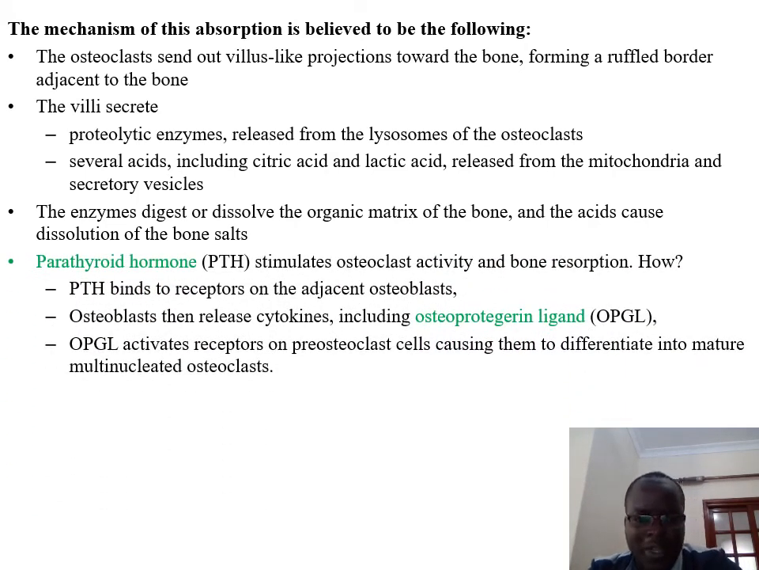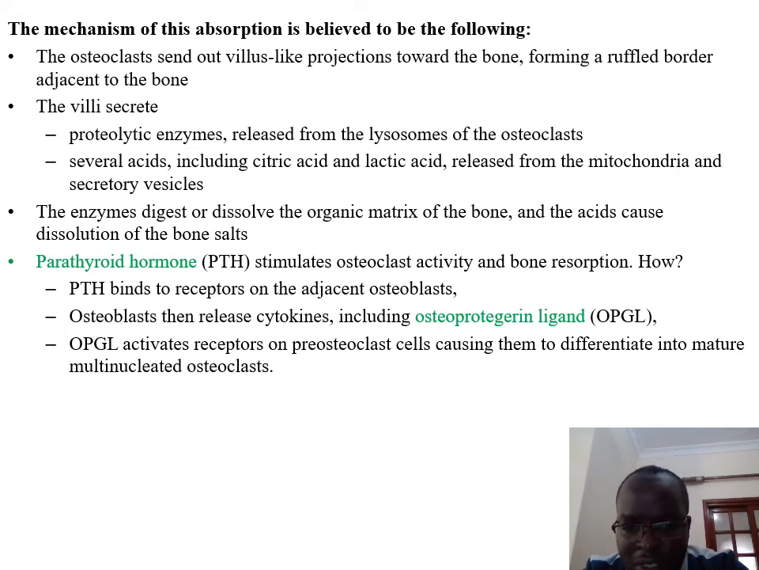and others. The parathyroid hormone is going to stimulate osteoclast activity and bone resorption. How? What's the mechanism there? We are also going to discuss this when we start looking at parathyroid hormone in the parathyroid gland. The parathyroid hormone binds to receptors on the adjacent osteoblasts. So the parathyroid hormone doesn't actually bind to osteoclasts. It has receptors on the osteoblasts. Once parathyroid hormone binds to the osteoblast, it will activate the osteoblast to start releasing cytokines, including the osteoprotegerin ligand.